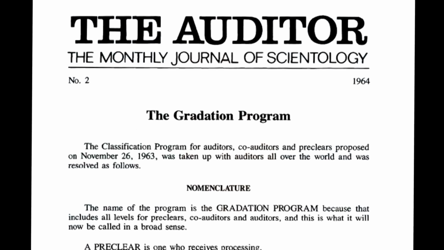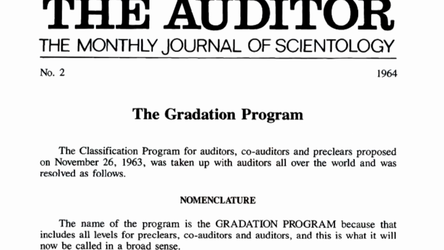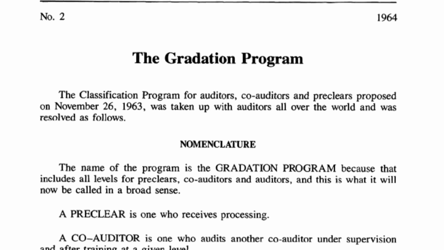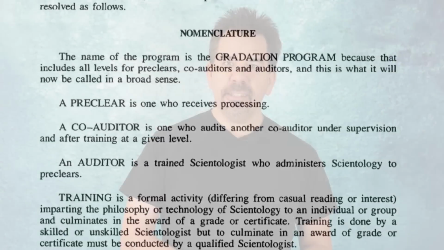Hubbard then spent months refining and revising this classification system throughout 1964. By May of 1964, it was broadly announced worldwide with refined nomenclature that has lasted to this day to describe the various levels, classifications, and grades in what Hubbard called the gradation program. Further changes were made as problems came up and as Hubbard developed more and more techniques.